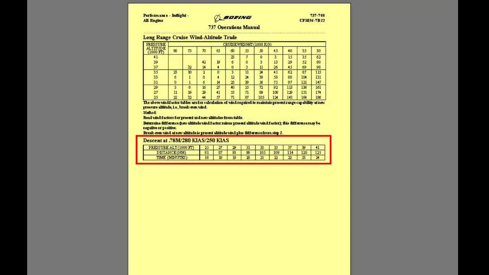In the possible absence of FMC assistance, the QRH includes a table of descent time and distance for a specified nominal descent speed schedule.